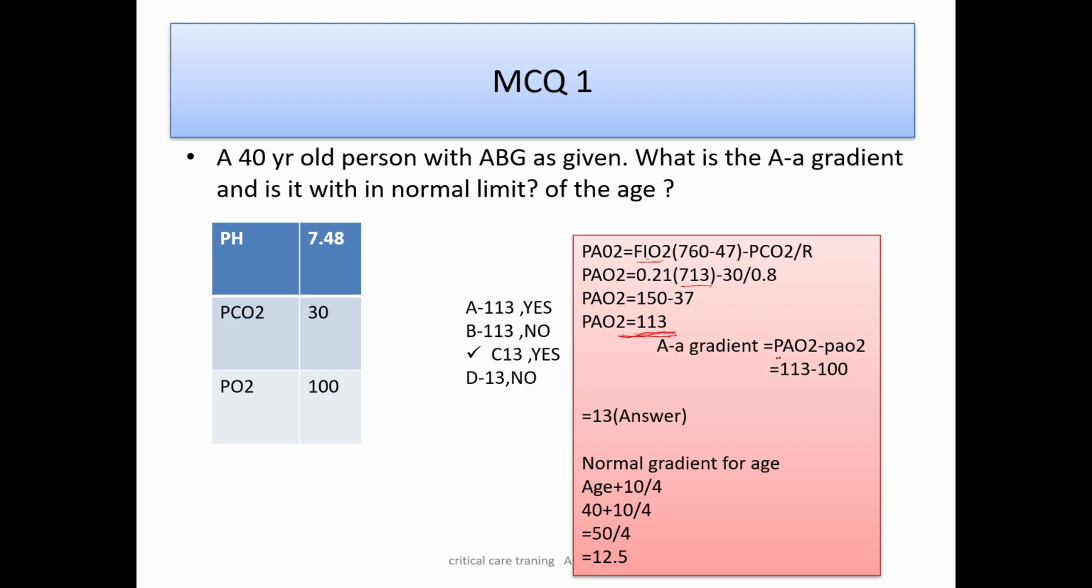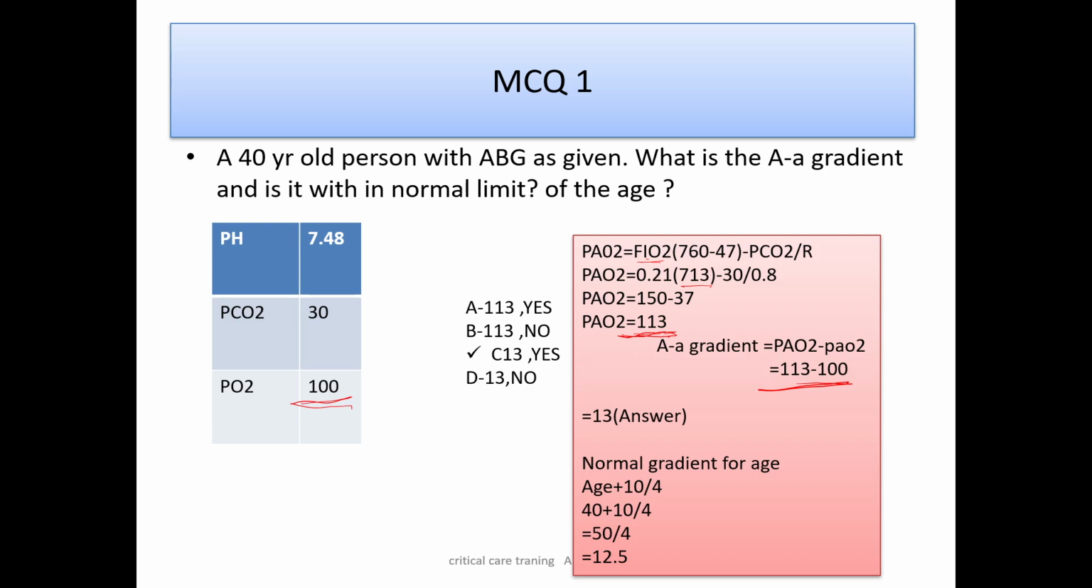If we calculate the gradient, it is the alveolar PO2 minus the arterial PO2, and the alveolar PO2 we calculated is 113, so the gradient comes out to be 13. Now to know whether it is normal for the age, we have the formula age plus 10 divided by 4. Here the age is 40 plus 10, that is 50 by 4, approximately 12.5. So this alveolar arterial gradient is normal for his age. This is how you calculate the alveolar arterial gradient, a useful clinical parameter. Mostly it's best to calculate on room air.